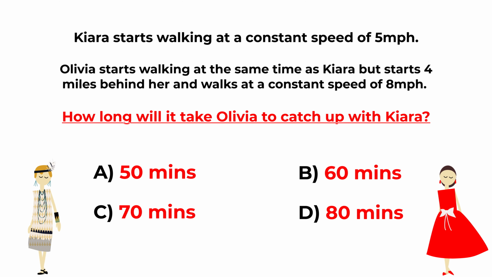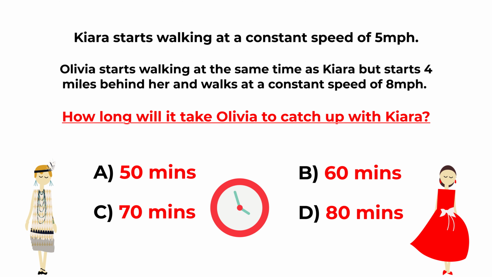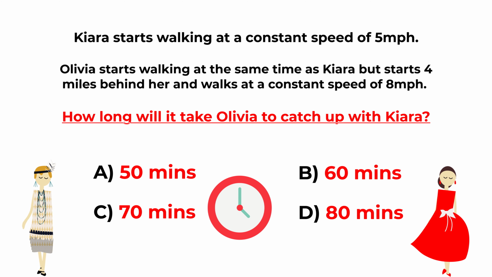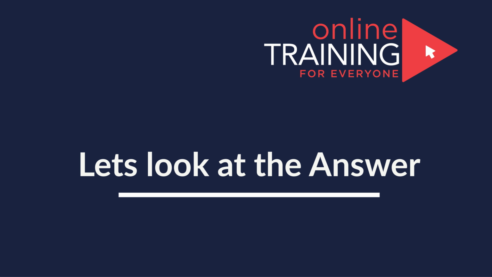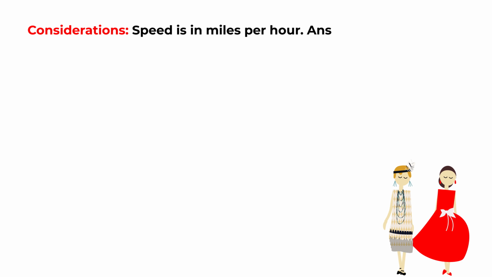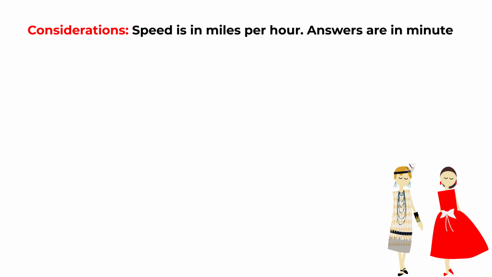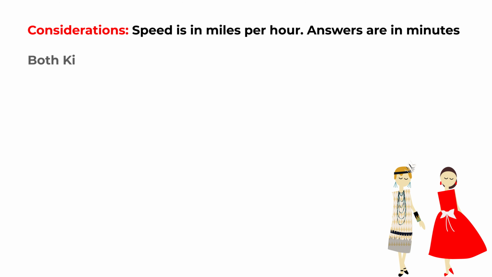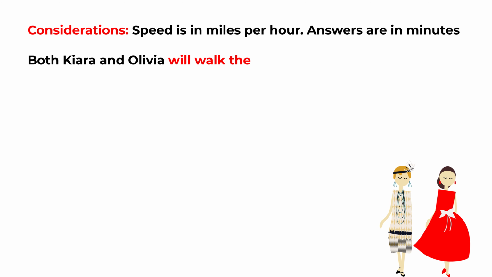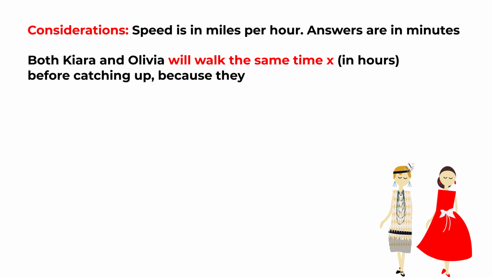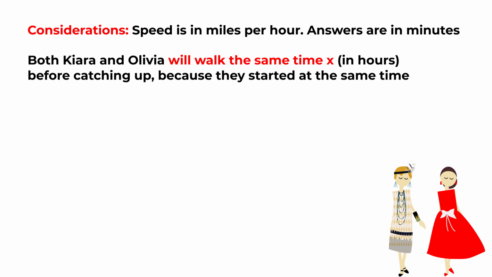Do you see the answer? Give yourself a little bit of time and think about all possible combinations. Ready or not, let's move forward and get to the correct solution together. One important consideration to help you solve this challenge is that the speed for both Kiara and Olivia is presented in miles per hour, but answers are in minutes. So at some point we would need to make a conversion. Another important point is that both Kiara and Olivia will walk the same time, and we can put it as x in hours before catching up, because they started at the same time.